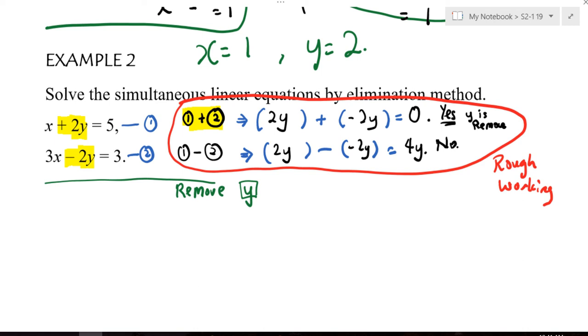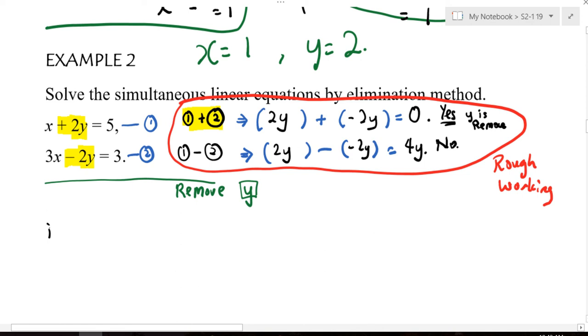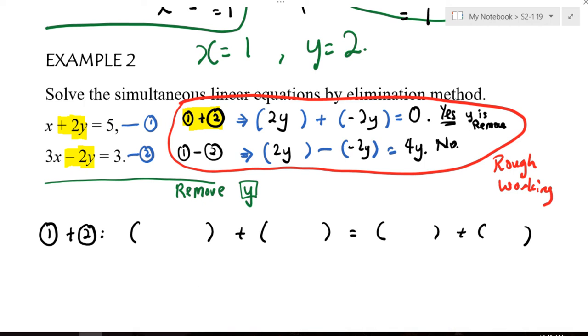Can follow? Now, Danish chose 1 plus 2. Can you help him to complete? So Danish choose equation 1 plus equation 2. Now let's start. Equation 1 plus equation 2 means something plus something equals to something plus something. Do you know why I got this bracket? Danish understand this bracket? And Nisa, help Danish to complete. What do I write here?